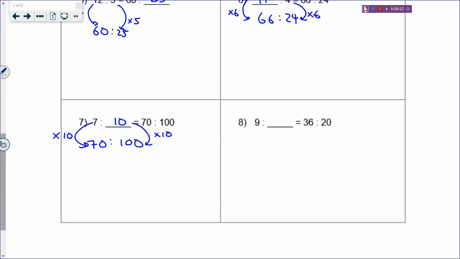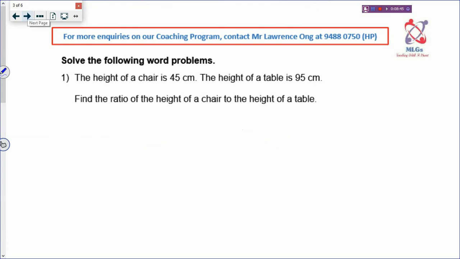Next one. 9 is to what is equal to 36 is to 20. So you draw the arrow downwards. 9 times 4. Then the other side, you also have to times 4. Then you work backwards. You take 20, divide by 4, and you get 5. So 9 is to 5. Let's go on to the next one. Now we come to word problems. Word problems are very common.